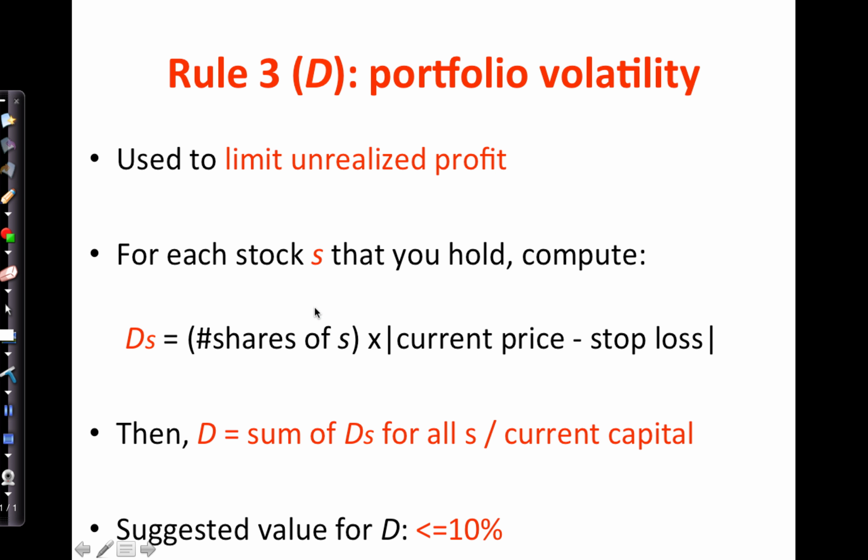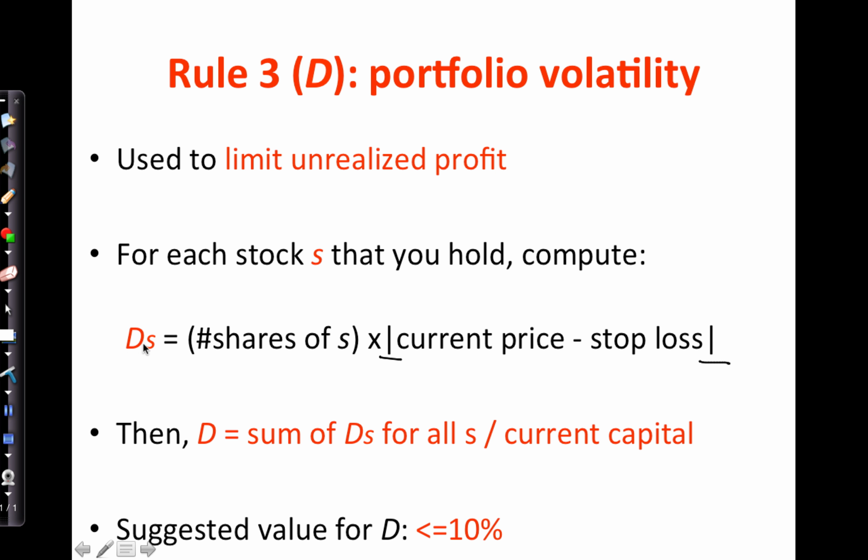So first the formula, what do we need to do? For each stock S that you hold in your portfolio, we have to compute this DS. That is basically the current price minus the stop loss. And here I use the absolute value because in case you are going short, right, your stop loss is above the current price. So this value will be negative. So we just take the positive number, the absolute value, times the number of shares.